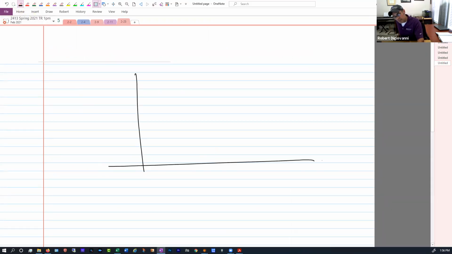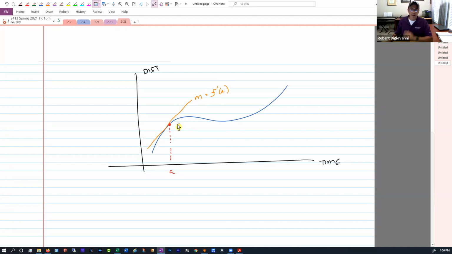If this is, let's say, time, and this is distance, and you have some graph, then if we were to come to this point right here, A, and find the slope of that tangent line, the slope of that tangent line would be the derivative at A. That's the definition of it. What that's telling you is how fast this thing is changing, the instantaneous rate of change of that function at that point. And when you think about change in this case, change represents distance over time.